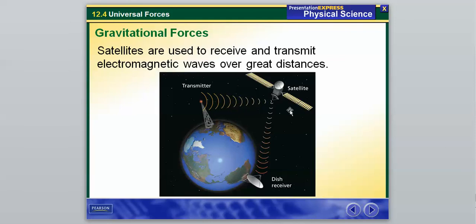So that is it for gravitational force, our last major universal force, and that is actually it for Chapter 12. So let me know if you have any questions.